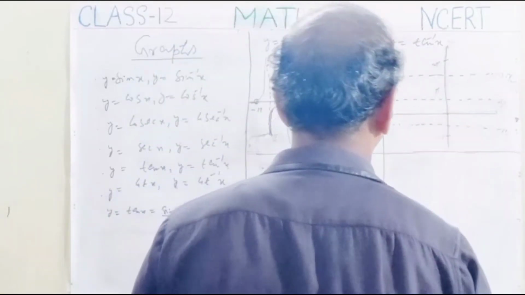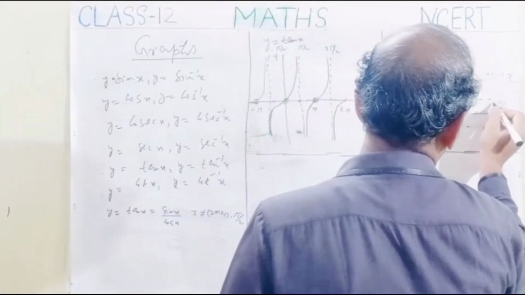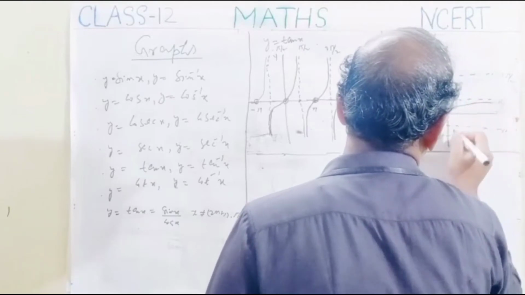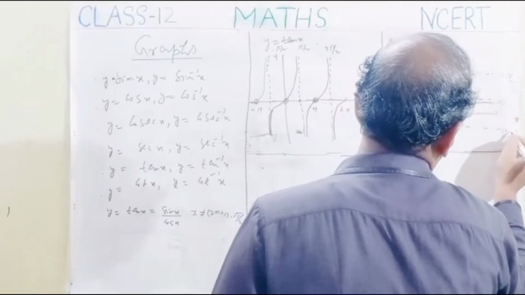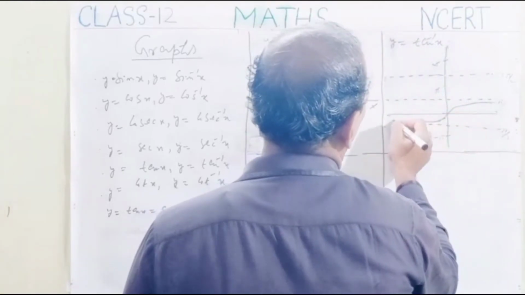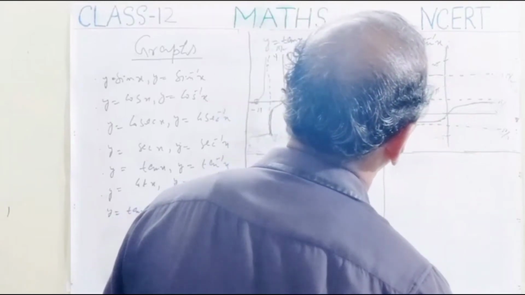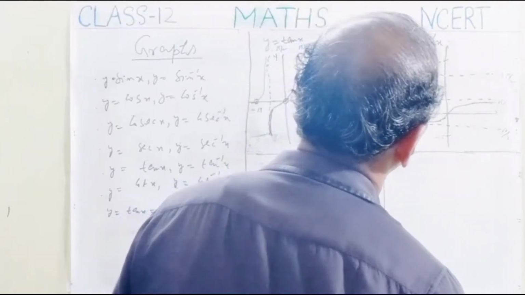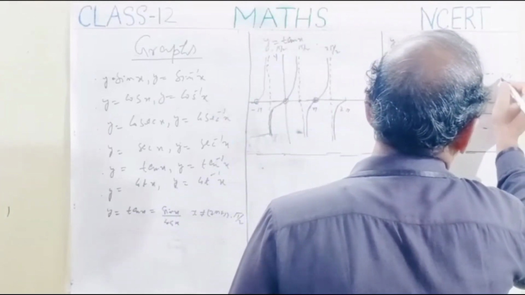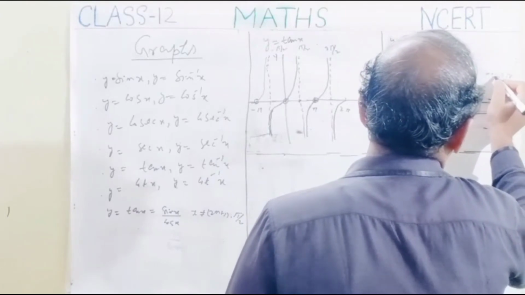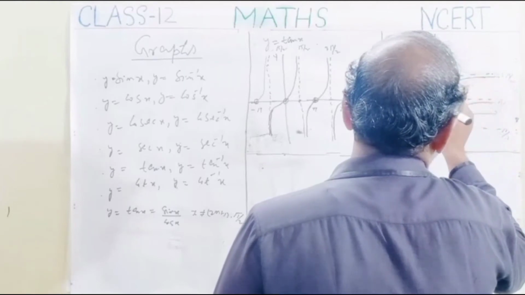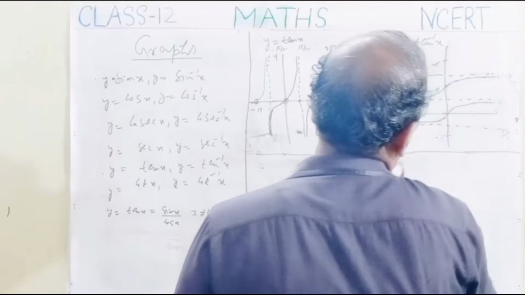Now at this point it is 0. So the graph will be something like this, passing through this one. Not defined at odd integral multiples of pi by 2, and also not defined at minus pi by 2. Now for the case of pi, again the value of this function is going to be 0. It will not be defined at 3 pi by 2, and it will pass through pi. It will not be defined at pi by 2.